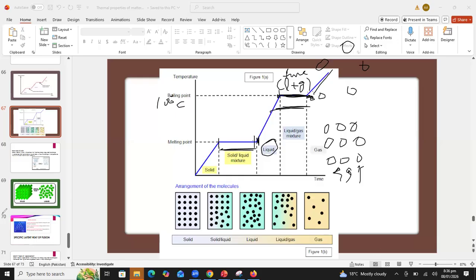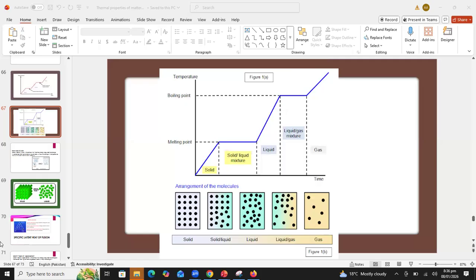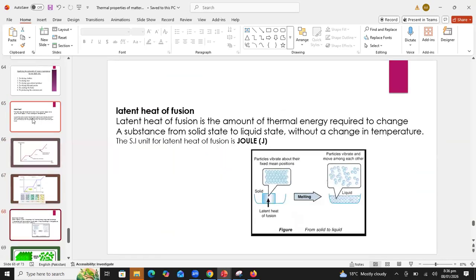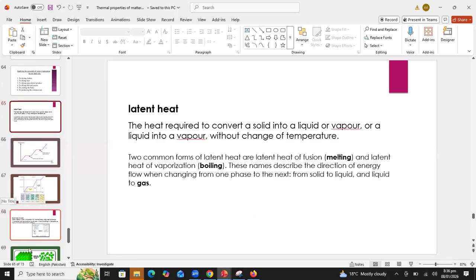Any confusion here, students? Acha. Now, students, I will introduce one new term here. The new term name is latent heat. Latent heat. What does it mean by latent heat?